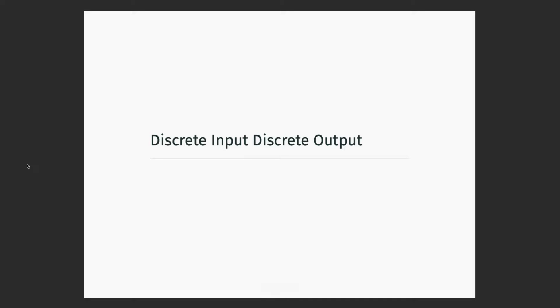The discussion on decision trees. We'll be looking at 4 different cases of decision trees, and that's the exact question that we've been asked in the assignment also. The first case is on discrete input, discrete output.